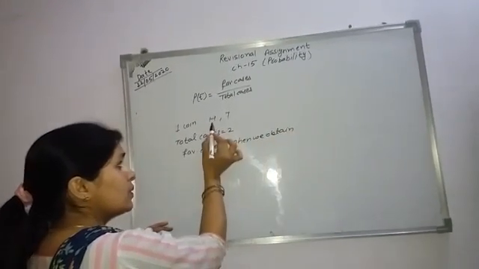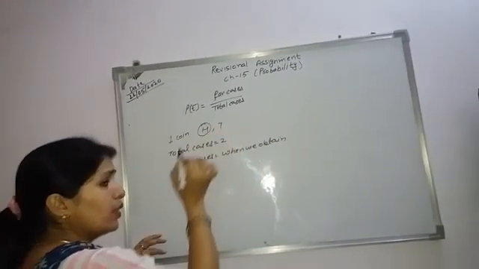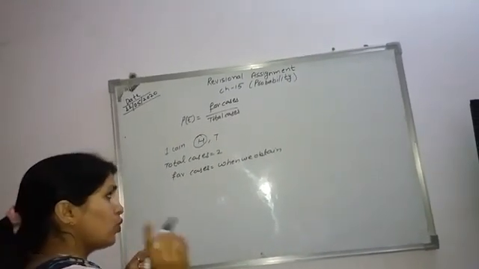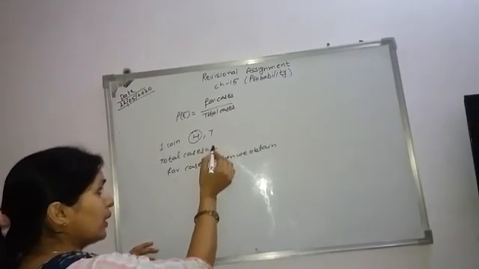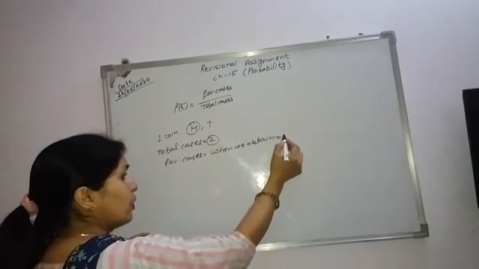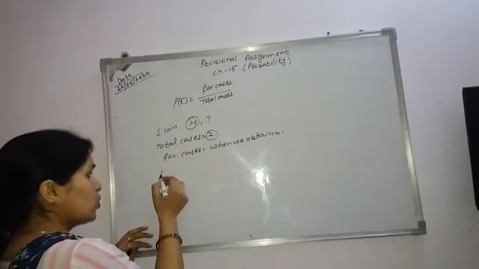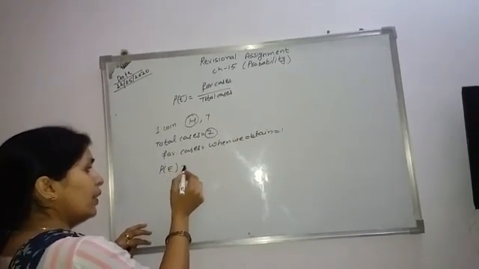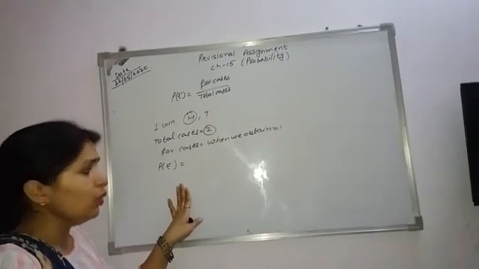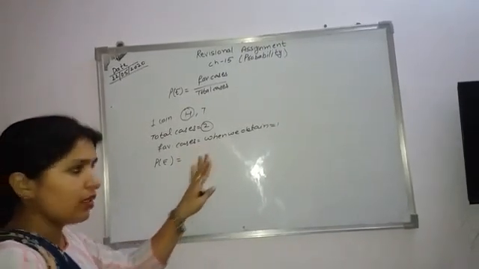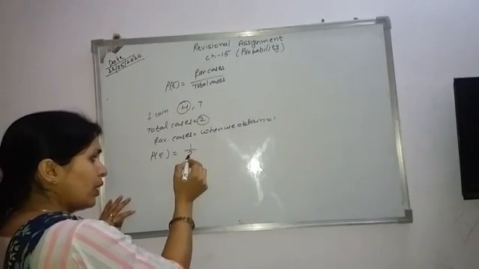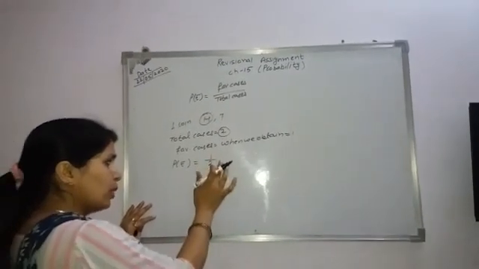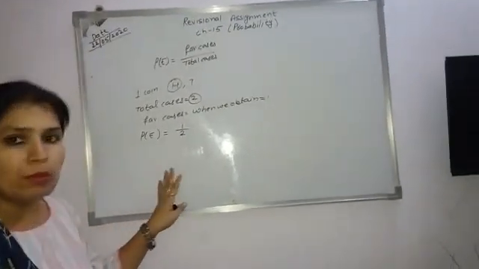So how many cases of head exist here? Only one case. So total cases are 2 and favorable cases is equal to 1. So the probability of this event, or we can say the probability to get head, is equal to favorable cases divided by total cases. So 1 by 2 is the probability.